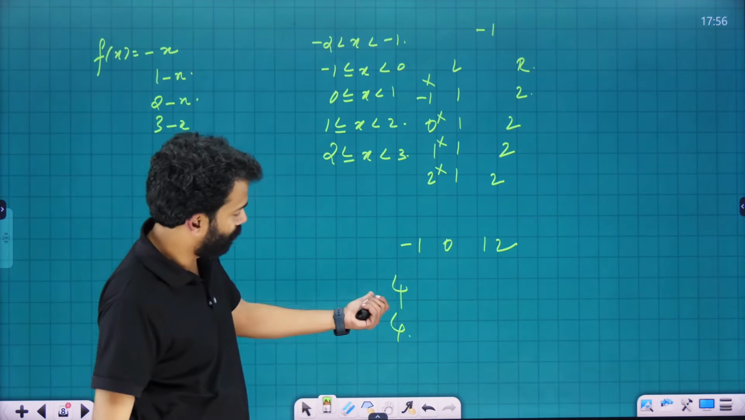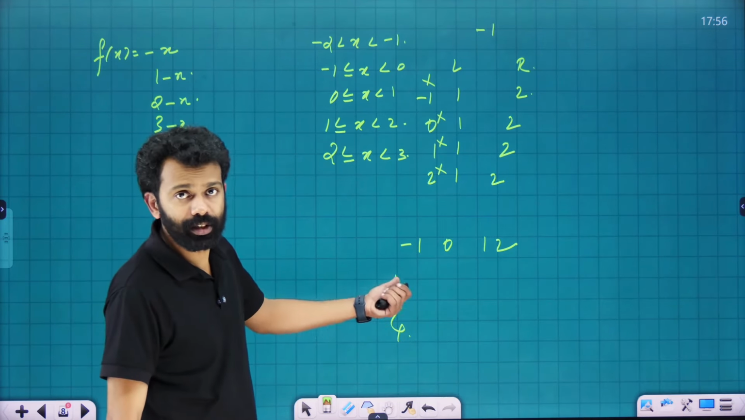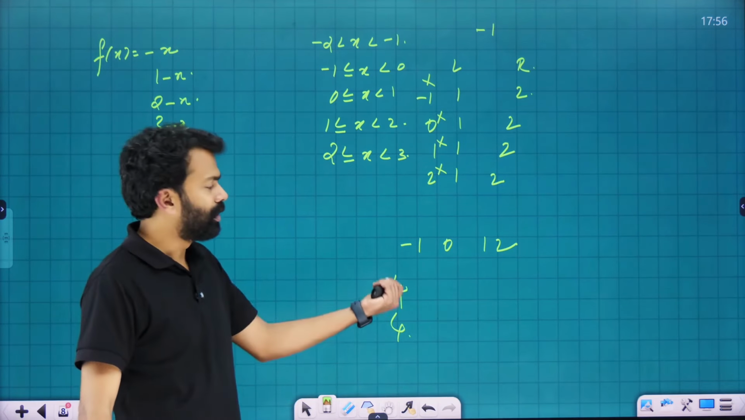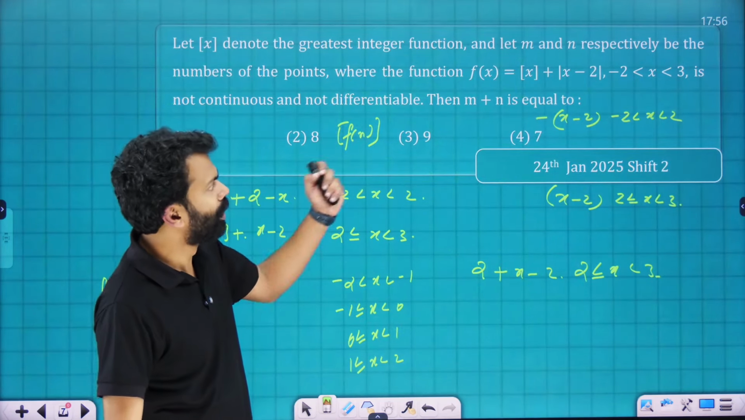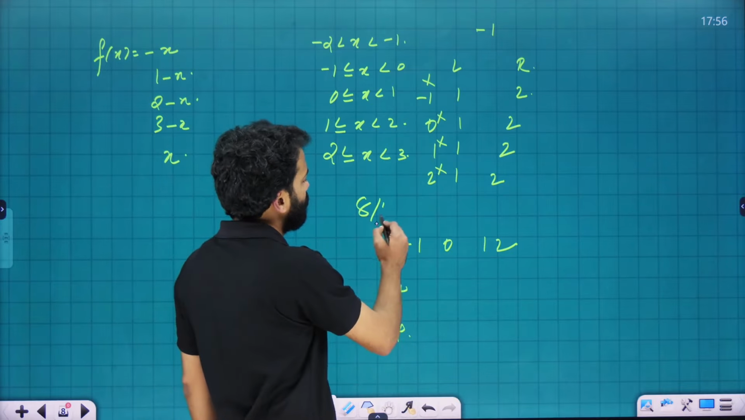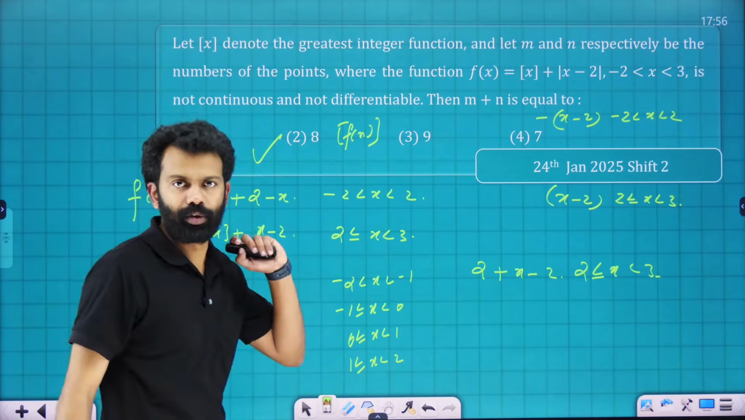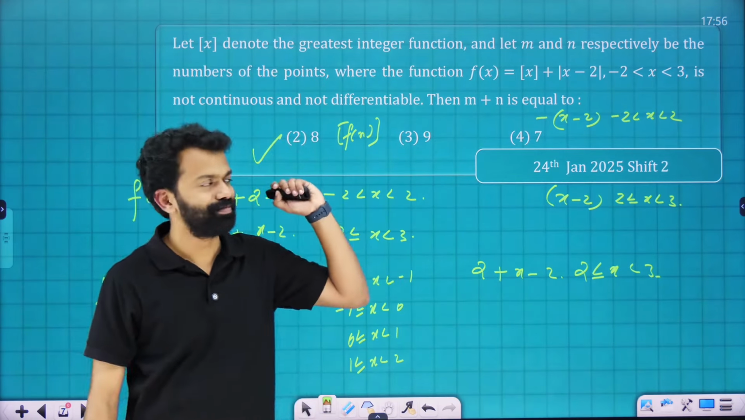Based on the continuity and differentiability theorem, the function is discontinuous at 4 points and not differentiable at 4 points. Therefore, m is equal to 4 and n is equal to 4. Therefore, m plus n will be equal to 8. So 8 is the final answer for this one. I think option 2 is the final result. Okay, so let's move to the next one.